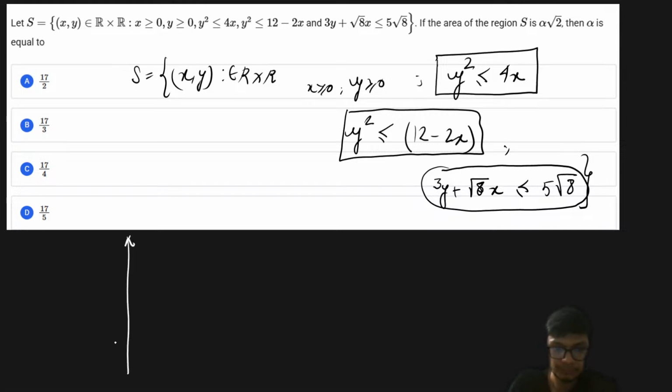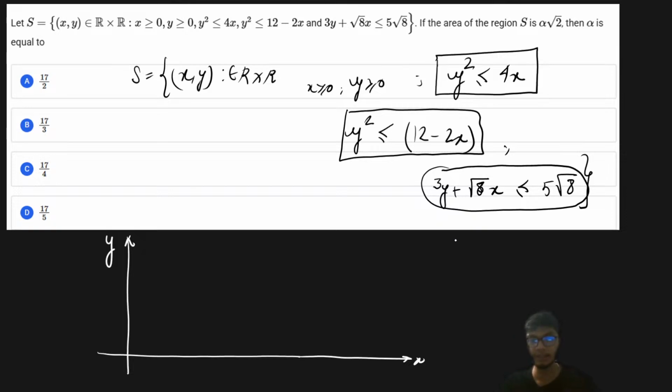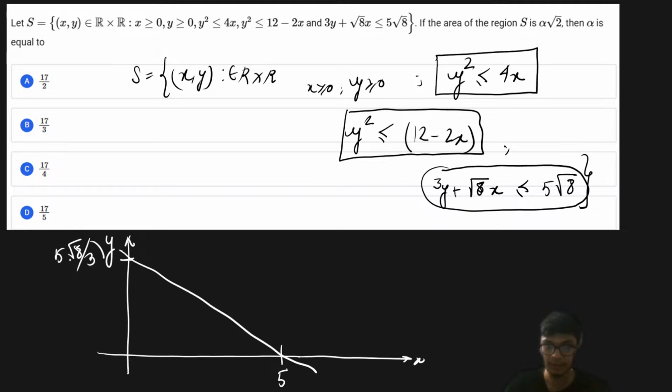First of all, let me plot the linear curve, because that is simple. The linear curve is given as 3y plus root 8x is less than or equal to 5 root 8. To plot it, it will intersect the x-axis at 5, and the y-intercept is going to be equal to 5 root 8 by 3. That is what we will have as the curve here.